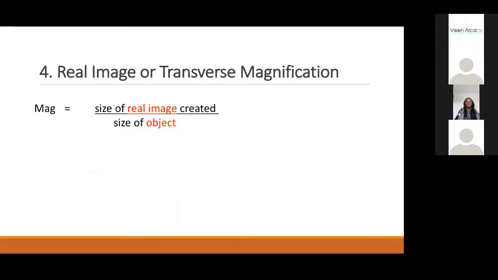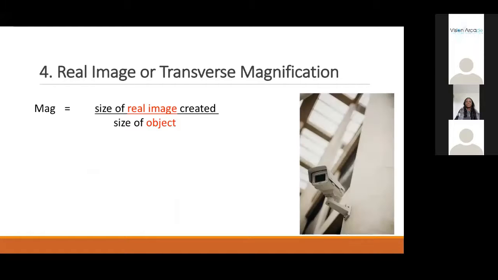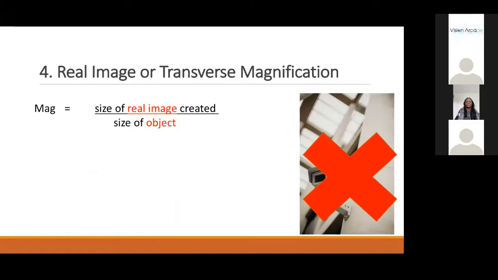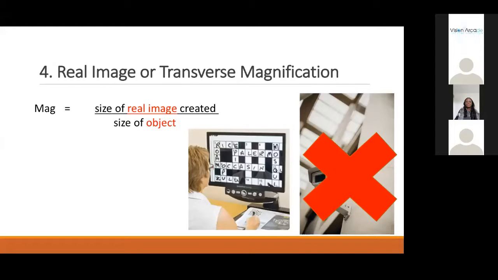And then the fourth method, which is real image magnification. This is basically where you use CCTV. And no, I don't mean that kind of CCTV, this kind of CCTV. CCTV stands for closed circuit television device, where you basically enlarge anything that you put underneath it, and it projects all the images created on a TV screen.